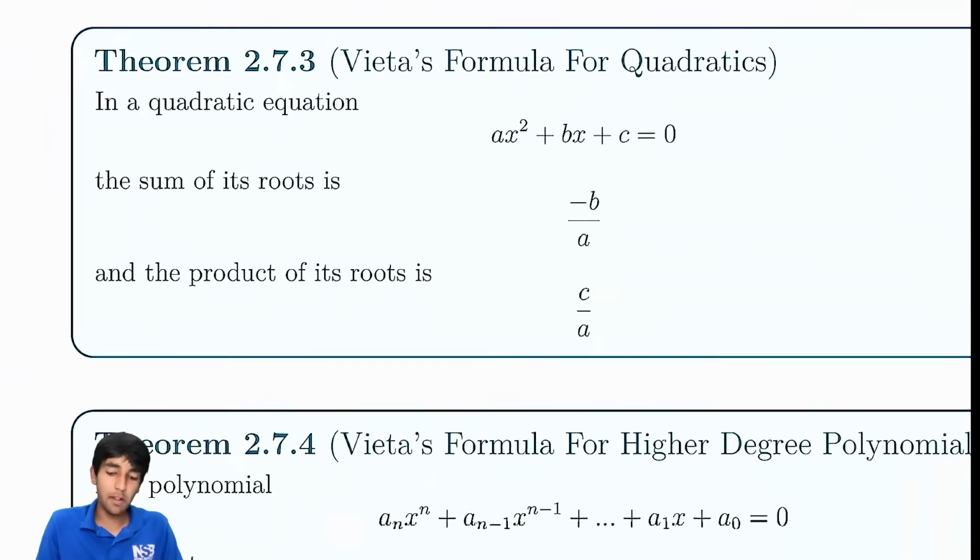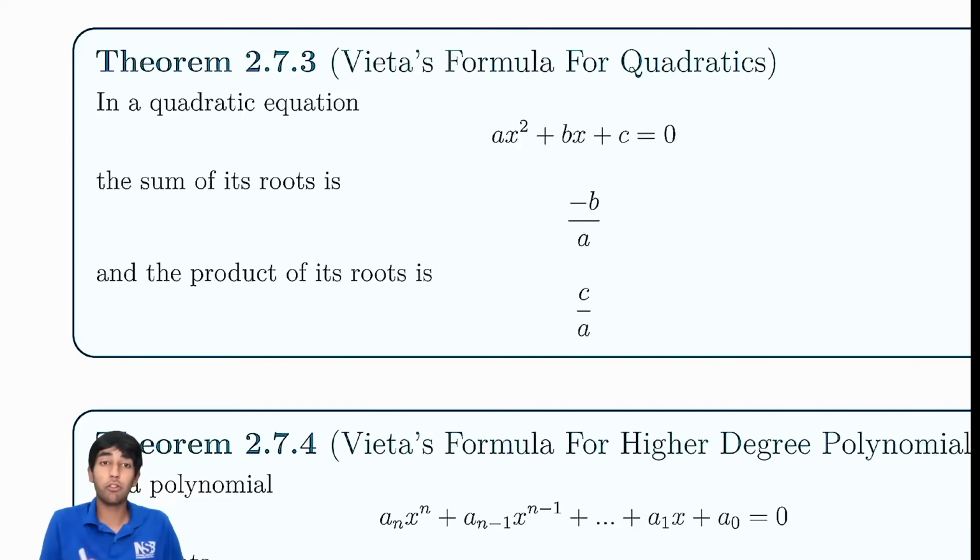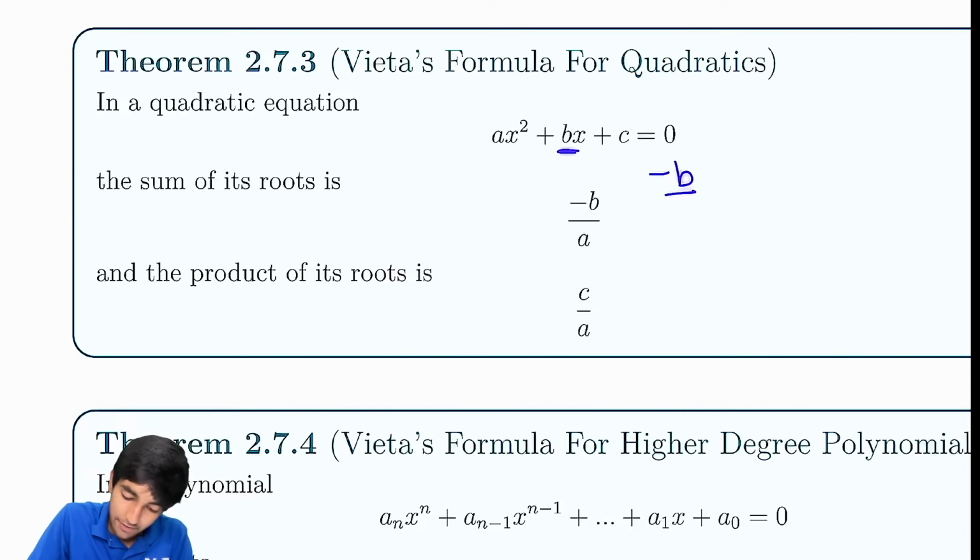Okay, so Vieta's formulas, these are so useful. I cannot stress the importance of these. So the sum of the roots, if you have a quadratic, you just take the negative of this and then divide that by a.